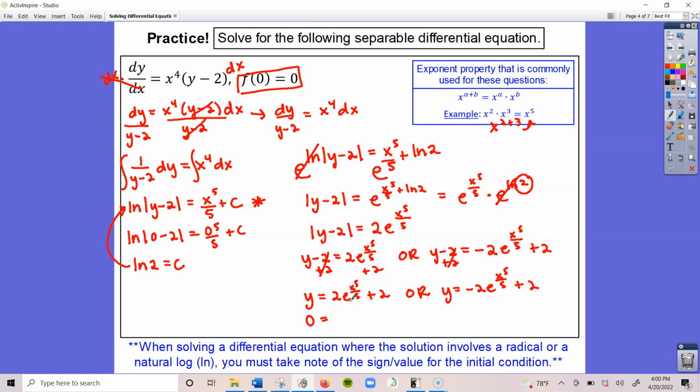If I get 0 equals 2e raised to the 0, because 0 to the fifth would be 0, divided by 5 is still 0. Anything raised to an exponent of 0 would be 1. So this is 2 times 1, which is 2, plus 2. 0 does not equal 4, so it's not this one. But I'm just going to plug it in here so you can see. If I plug in 0 for y, I get negative 2 times e raised to the 0, which is 1. So that would be negative 2 plus 2. This is true, so this one is my particular solution.